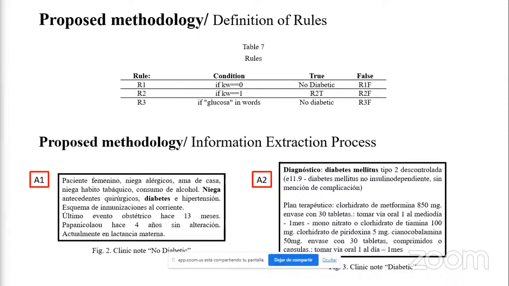Based on the previous analysis, we have established the following rules. If we don't find any keywords, we label the note as non-diabetic. If we find only one keyword, we present the note. And the third rule is especially if the keyword is glucose. The next phase involves looking for explicit information in the note. In A1, we are looking for evidence that contradicts the condition of diabetes, while in A2, we focus on looking for the diagnosis of diabetes.